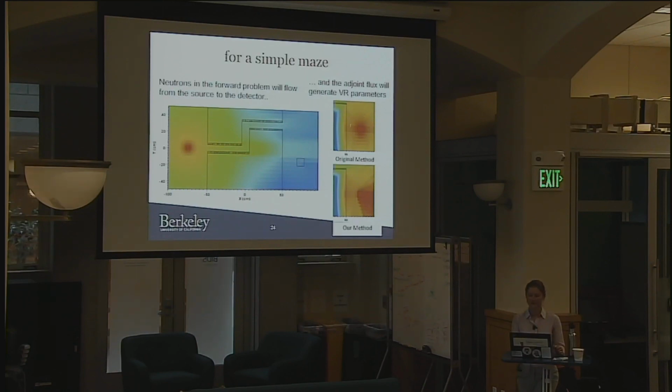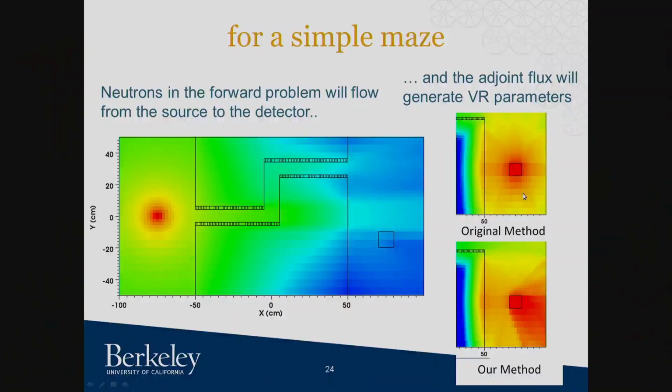And if you look at the original method, it doesn't really notice that anything is coming from over here in a way that is different from coming from this side. The new method that includes angular information now actually includes that effect of all the stuff scattering off the walls.